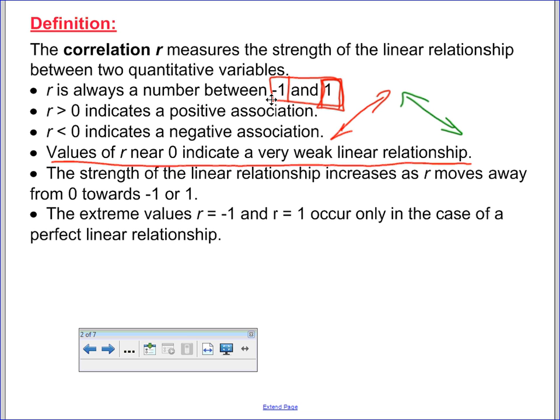And so positive R values are positive linear relationships, and negative R values indicate a negative linear relationship. Remember, once again, the negative is not putting any type of emphasis on whether it's a good outcome for society. It's merely saying positive: as one variable goes up, the other variable goes up. Negative: as one variable goes up, the other variable goes down. So the closer you are to 0, the weaker it is. The closer you get to -1 or 1, the stronger it is. And like we said before, the extreme values of -1 and 1 only occur in a perfect linear relationship.